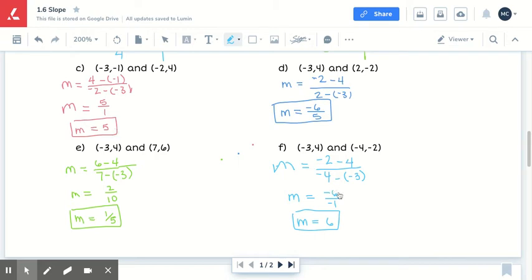I also want to point out on part F, both the numerator and the denominator on mine turned out to be negative numbers. And when you take a negative and you divide it by a negative, you get a positive. So I gave the answer as a positive 6 here. Once again, the denominator turned out to be a 1, but I did not write the 1 and present that as part of my answer.